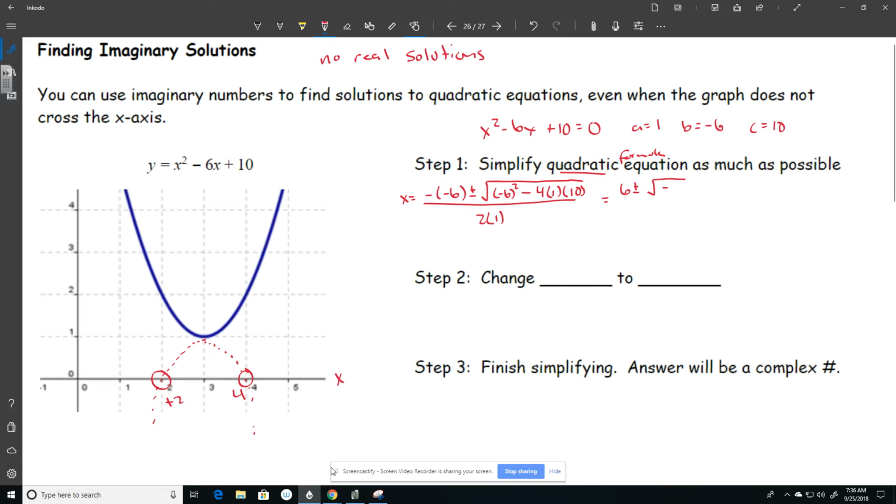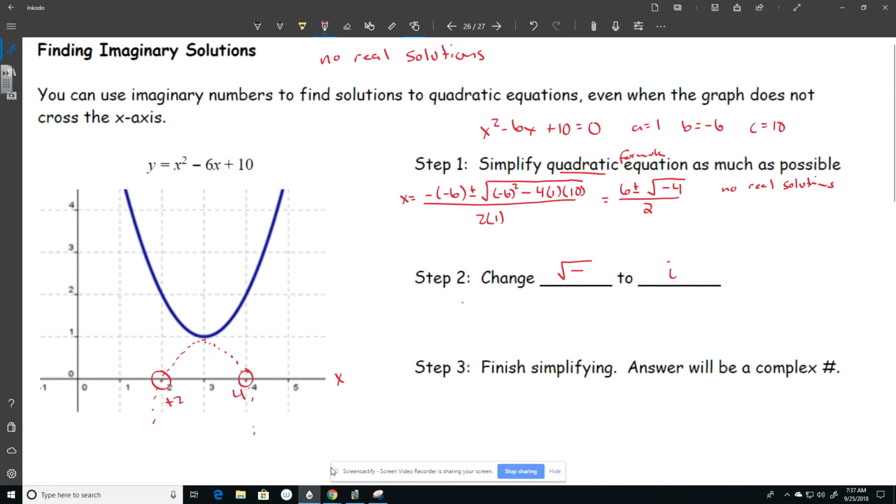36 minus 40, which is the square root of -4, and all of that divided by 2. Normally right here, you would tell me there are no real solutions because of that square root of -4. But now with our cool imagination, we can change that. So that's what we do. We change our negative square roots. We change those to imaginary numbers.